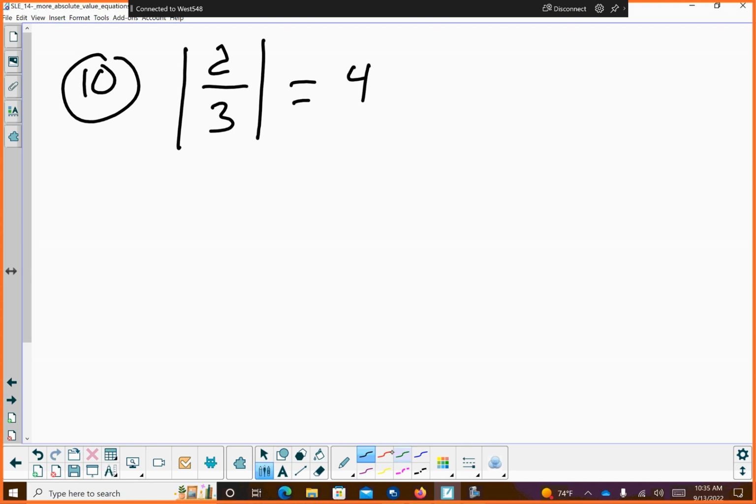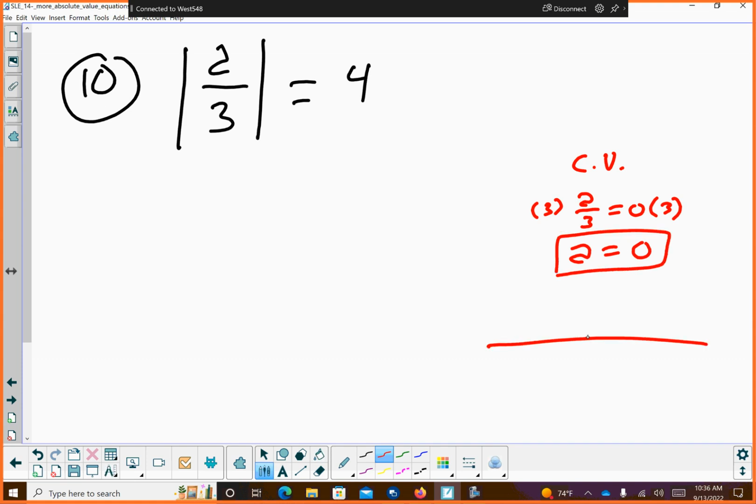All right. Ready? First thing I want to find is the critical value. So I'm going to go a over 3 equals 0. Multiply both sides by 3. 0 times 3 is? 0 times a number is? So my critical value is this. Okay, so on a number line here. What am I going to do now that I know it's 0? What am I going to do to get the rest of it?